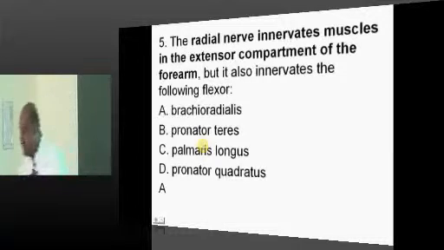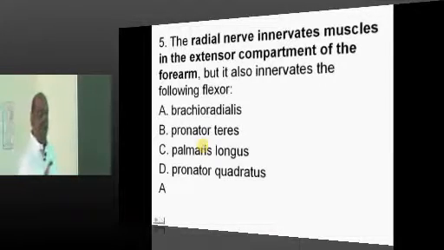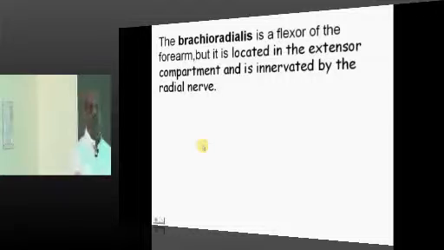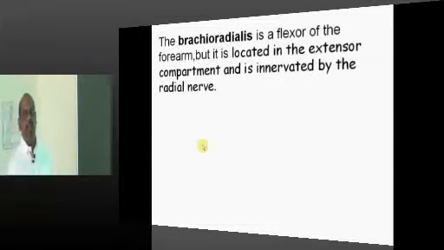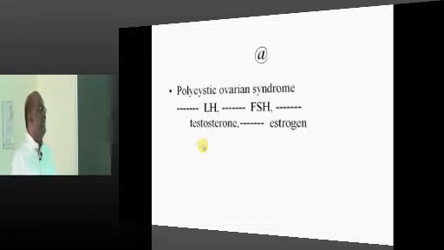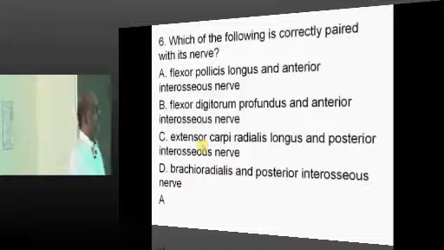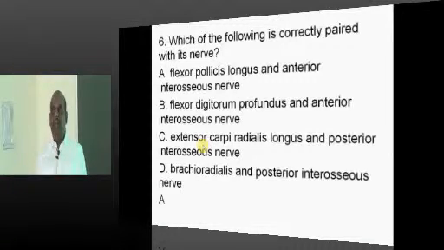Generally, the radial nerve is known to innervate all the muscles of the extensor compartment. But brachioradialis is the only flexor of the forearm which is innervated by the radial nerve is what needs to be remembered.